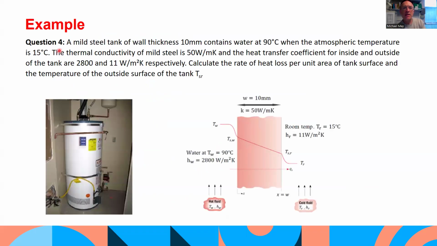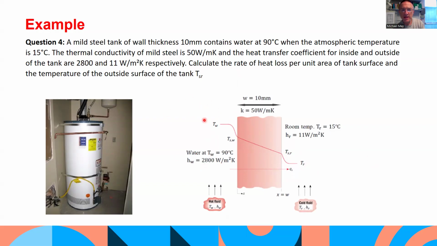Another example: a mild steel tank of wall thickness 10 millimeters contains water at 90 degrees when the atmospheric temperature is 15 degrees. The thermal conductivity of mild steel is 50 watts per meter Kelvin, and the heat transfer coefficients for the inside and outside of the tank are 2800 and 11 watts per meter squared Kelvin respectively. Calculate the rate of heat loss per unit area of the tank and the temperature of the outside surface of the tank. So we want to know the heat transfer rate through the whole system, and then once we know that, we can calculate this temperature here on the outside of the tank, which will be over here somewhere.